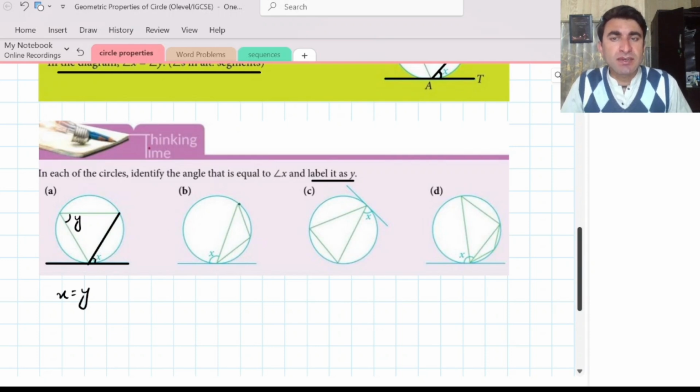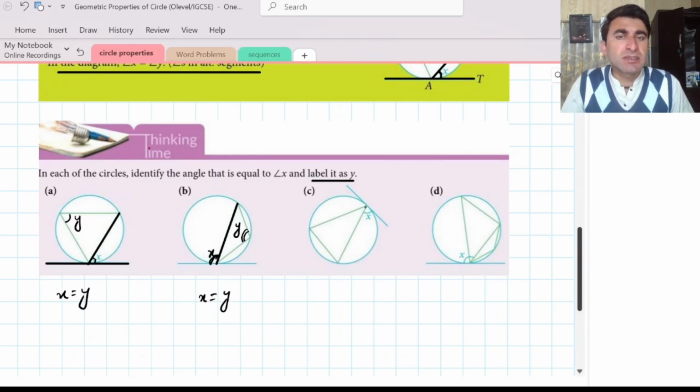In a similar manner, the angle x in part B is made between the tangent and this chord. As we see, the angle x is made in the major segment, so the alternate angle will be in the minor segment over here, just opposite to that chord. So it will be labeled y, and again x shall equal y.